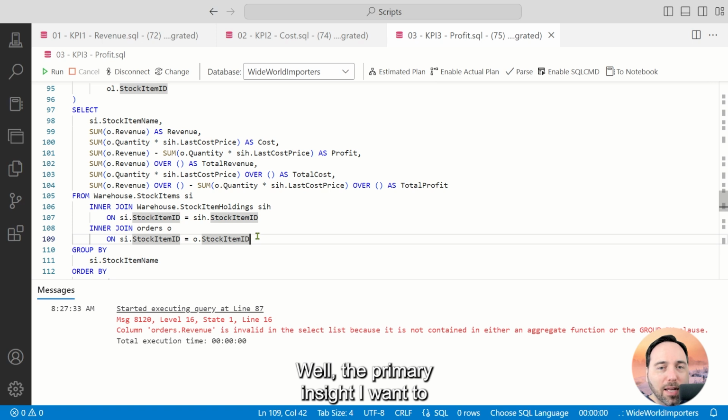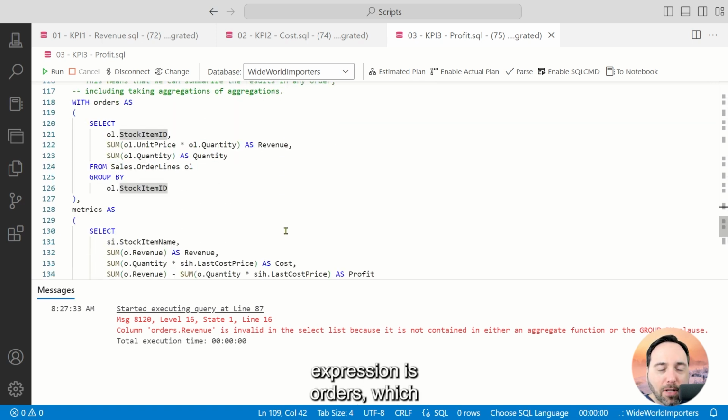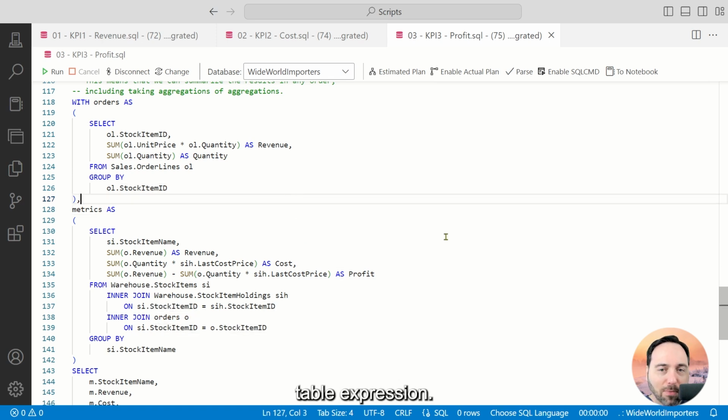Well, the primary insight I want to deliver here is that revenue, cost, and profit are additive. Going back to the prior video, this means that I can sum them up along any set of dimensions, and that summation is still valid. Furthermore, I can also have multiple common table expressions in the same query. Here, my first common table expression is orders, which we've seen a few times already. But now the syntax changes ever so slightly. I can add a comma after the first CTE and introduce a new common table expression.